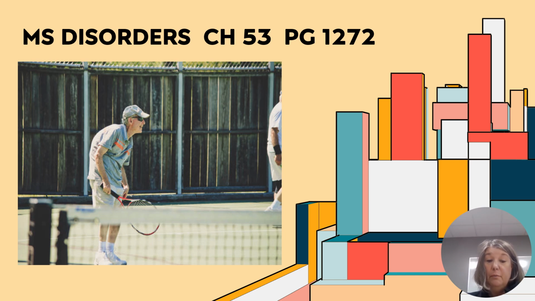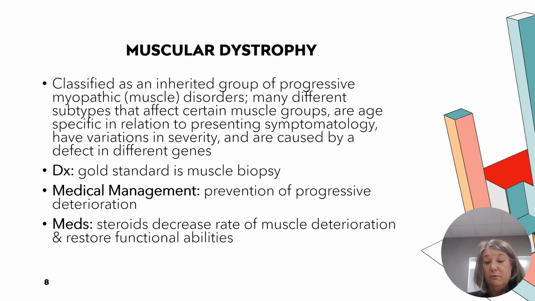Chapter 53, MS disorders. We're going with MS. Muscular dystrophy. So muscular dystrophy has many different subtypes that affect many different muscle groups, right? Some are age specific in relation to presenting with symptoms. There's variations in severity, and they're caused by different defects in different genes, okay? So muscular dystrophy is kind of an umbrella term, and then there are all these dysfunctions that may fall under that umbrella term.